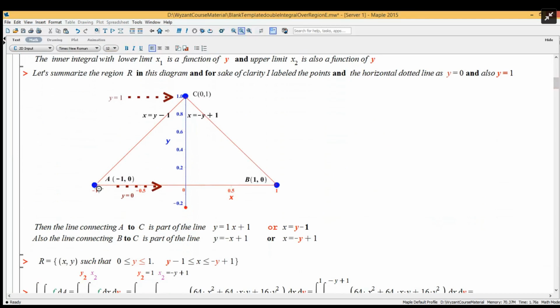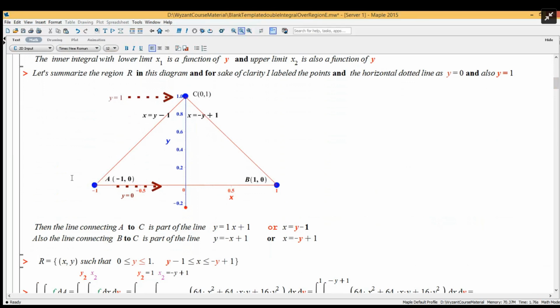So I have here the 3 points: A is equal to minus 1, 0, B is equal to 1, 0, and C. Then I also highlighted the horizontal lines y equals 1 and y equals 0. Now, the only missing link is to connect the dots. That is, what's the equation of the line going from A to C? Normally, in standard algebra, it is y equals x plus 1. But we want it in terms of x, in terms of y. So we write this as x equals y minus 1. So this is the equation of this line here, x is equal to y minus 1.